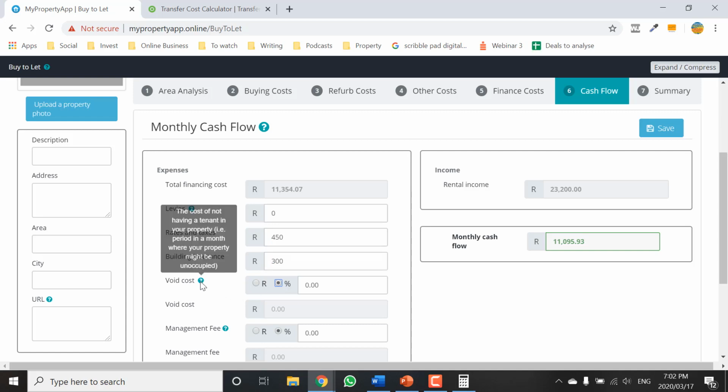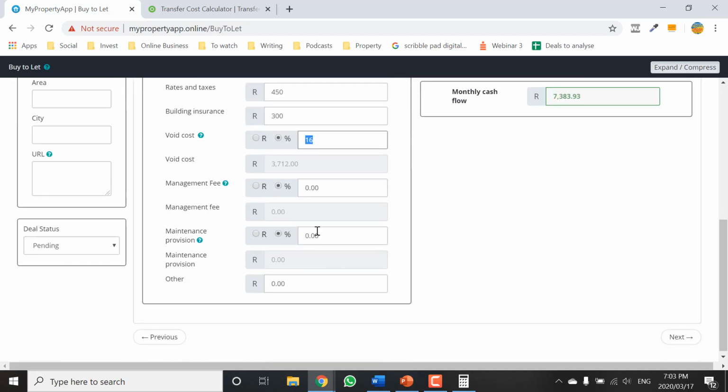Now the vacancy. Are you expecting the property to be empty this year or next? This year it will just be between December and January, just 2 months. Okay, so we're going to use 16% again. 16% works out to 2 months because the students don't usually rent in December and January, so you're not getting rental during those 2 months. You have to save some money to make sure your expenses are covered.